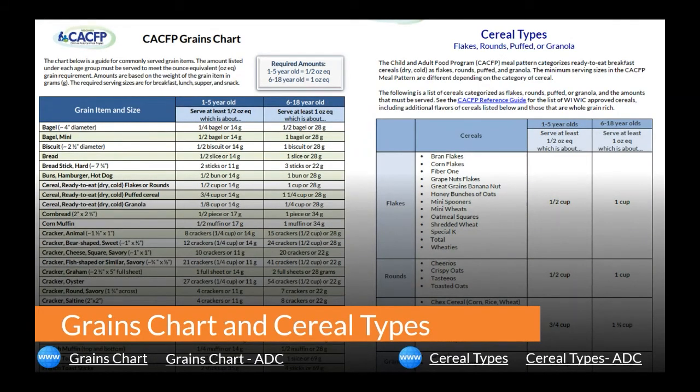The revised grains chart on the left side includes some of the creditable grains that are listed in the Creditable and Non-Creditable Foods Guide, and it also includes required serving sizes per age group. There's also a cereal types handout, shown on the right, that provides information on cereals that are categorized into 3 different types: flakes, rounds, and granola. And this also includes the amount to serve for each age group. Links to the grains chart and the cereal types handouts for both the child care and adult care components are in the Creditable and Non-Creditable Foods Guide and on this slide.